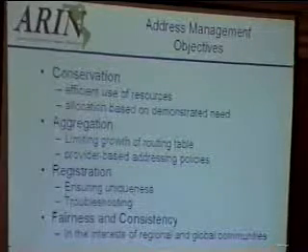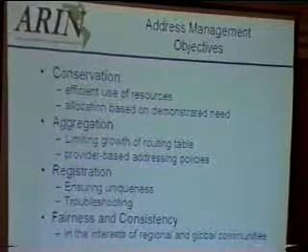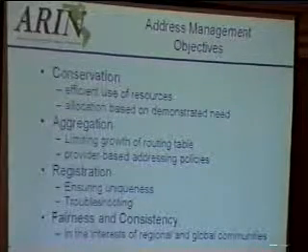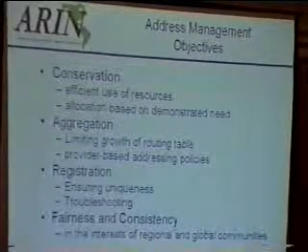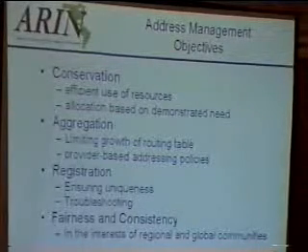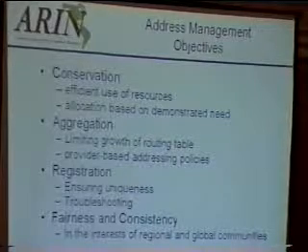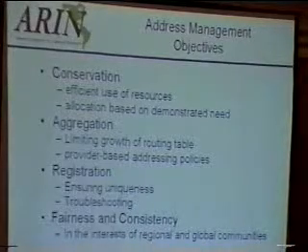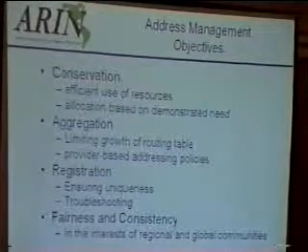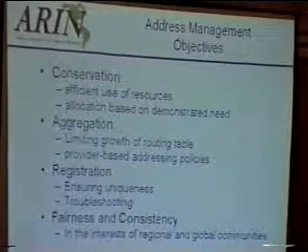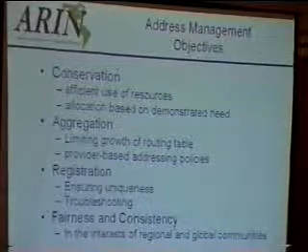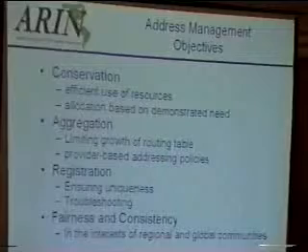Some of the objectives that we have in meeting those challenges, one, conservation, the efficient use of the resources. The regional internet registries are in place to ensure that the resource is being used efficiently, that it's not just being wasted and handed out to entities that do not need the address space, so that it's there when your company starts in a few years. And allocations are based on demonstrated need. That's the case with all three regional internet registries.